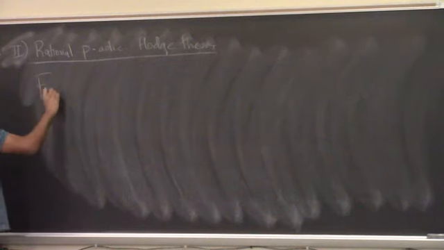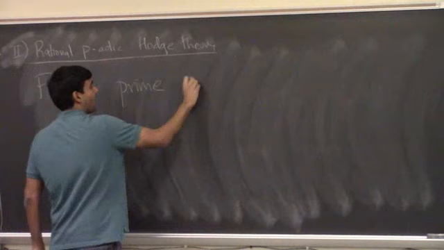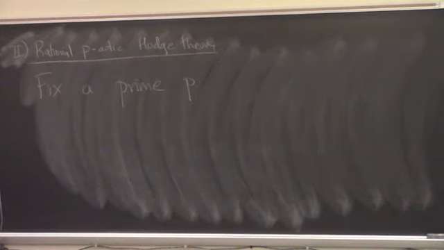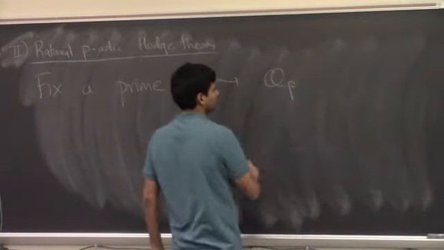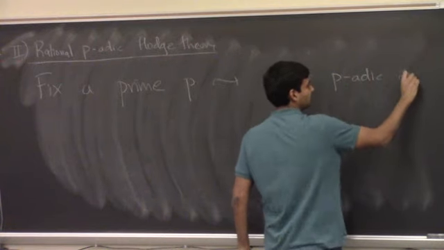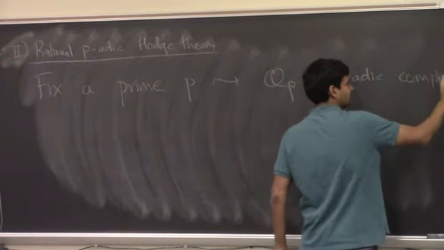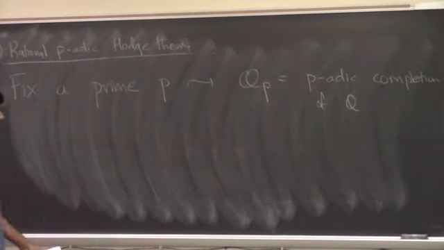Okay, so fix a prime number p once and for all. If you want to talk about the p-adic numbers, well, you need to define the p-adic numbers. So this defines for you a field which is called Q_p, the field of p-adic numbers. So how is it defined? It's defined as the p-adic completion of Q. And so what do I mean by this?